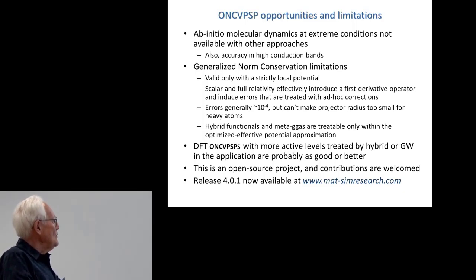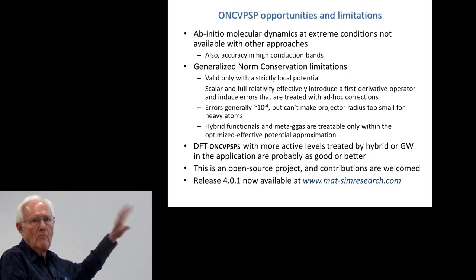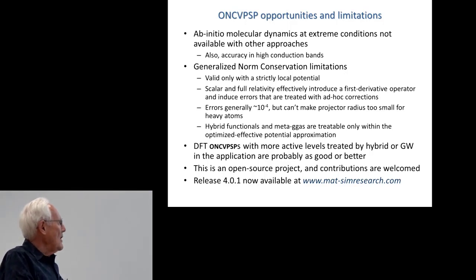Now, I want to point out a few limitations. Generalized norm conservation is only valid with a strictly local potential. And I found that scalar relativity and actually fully relativistic calculations are available for all of this as well. It effectively introduces the first derivative operator into your radial Schrodinger equation. This creates errors typically of order 10 to the minus 4. But we treat this in an ad hoc fashion in a couple of places where we need to get rid of it.